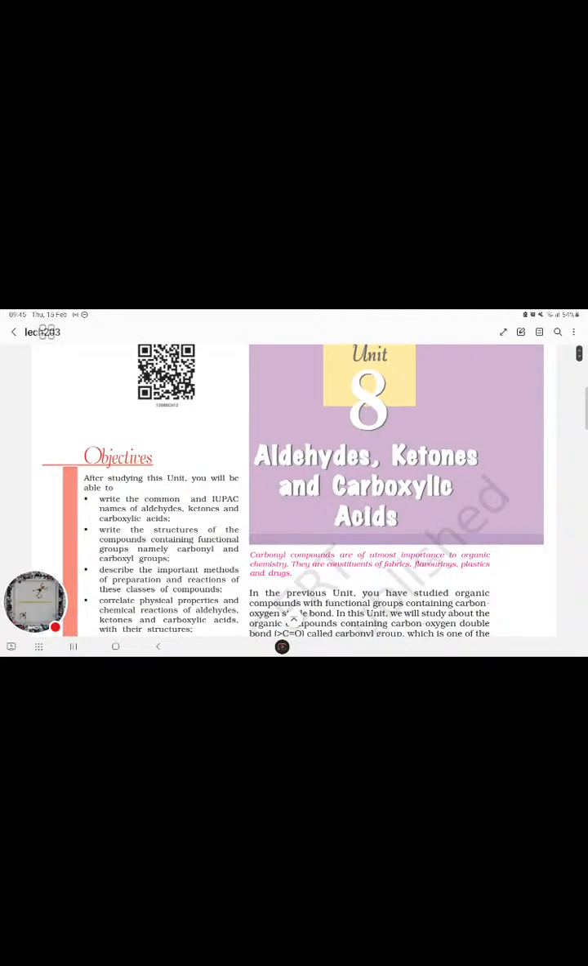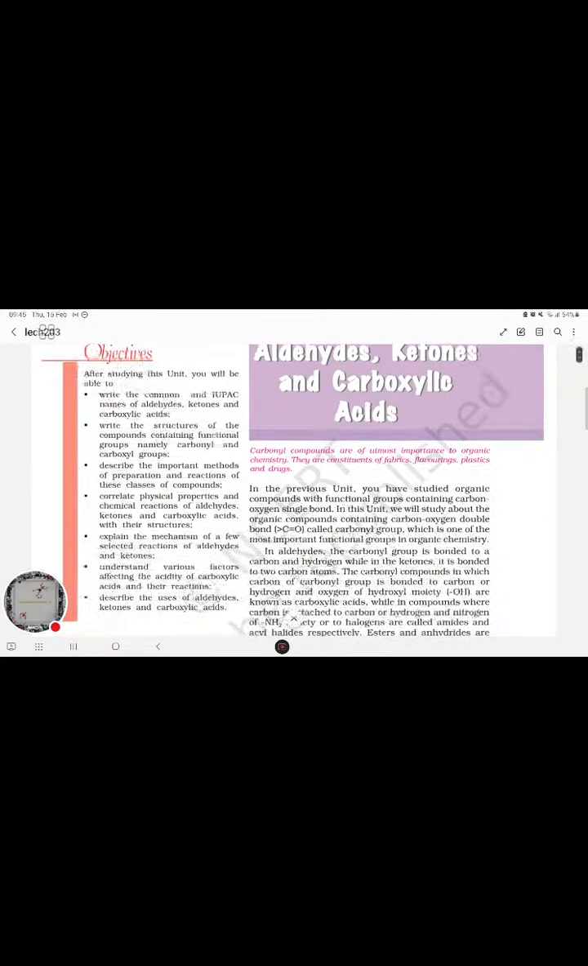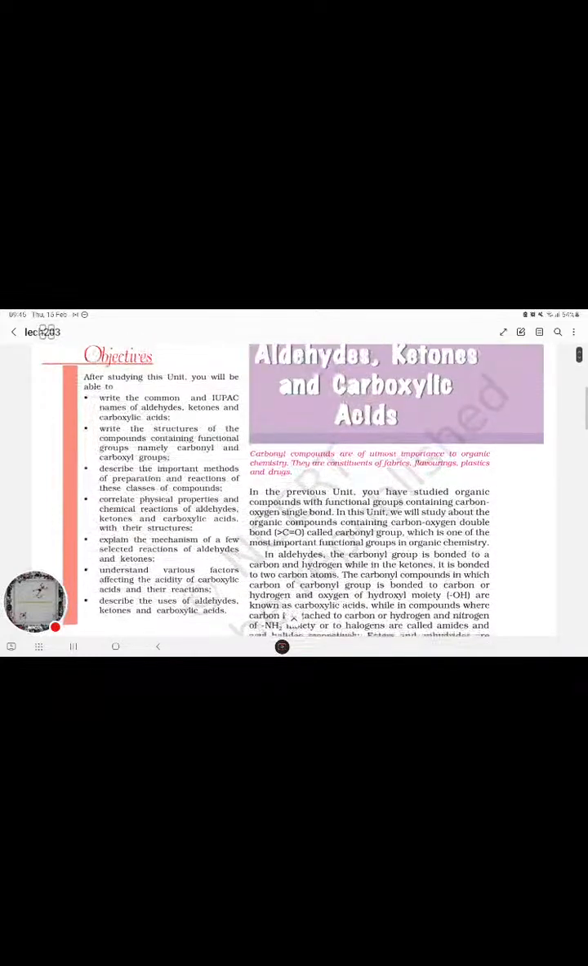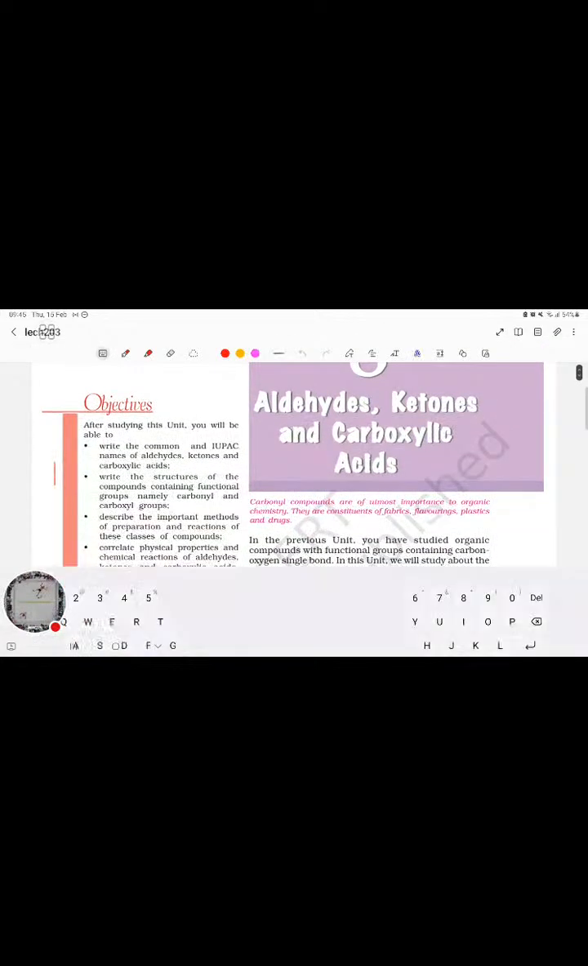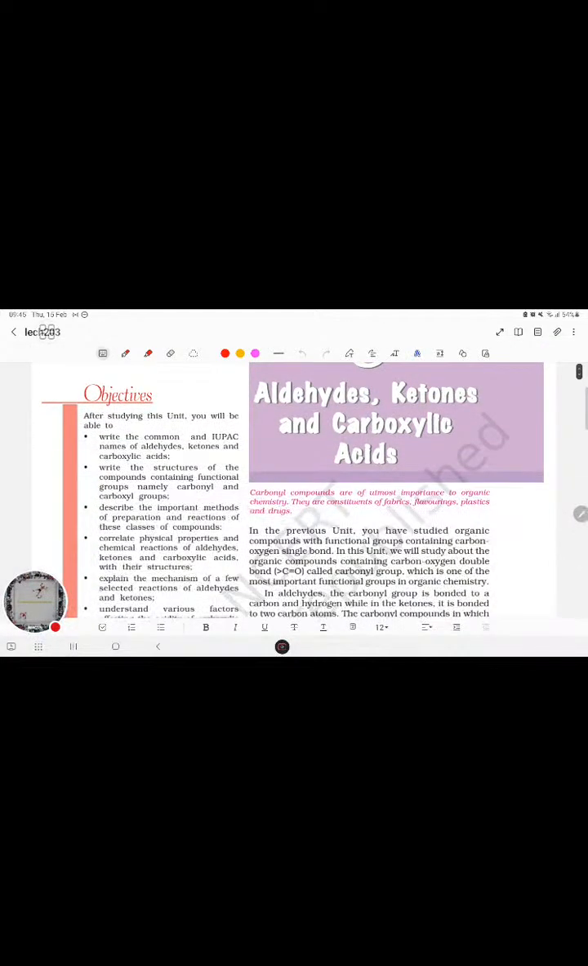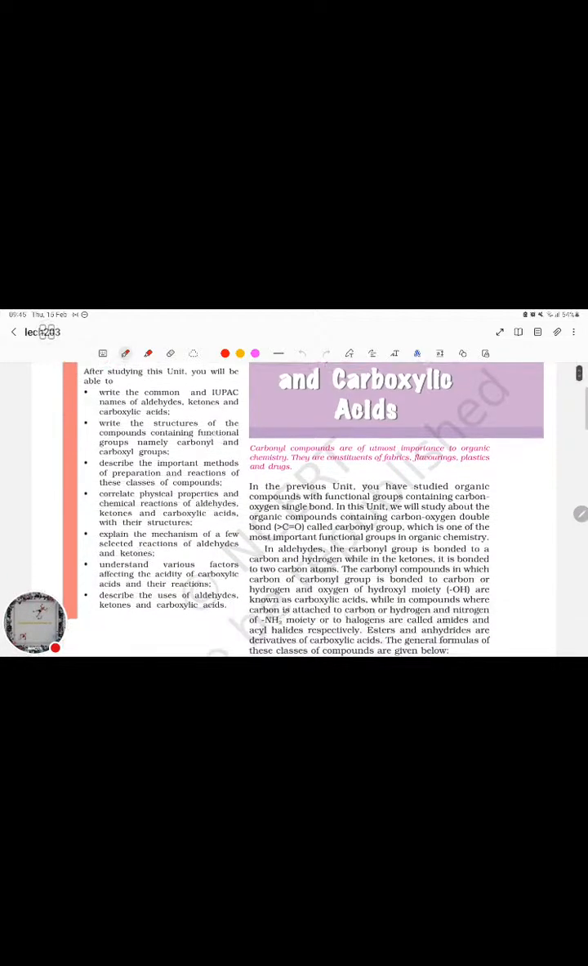About the aldehydes, ketones, and carboxylic acids chapter, which consists of 32 pages. I'm not sure whether we'll be able to cover it in this day, but let's try it as hard as possible. So, aldehydes, ketones, and carboxylic acids.